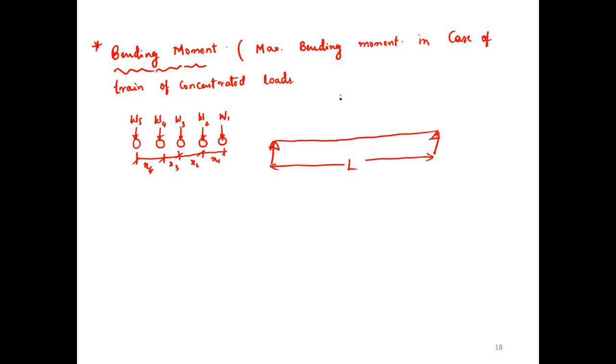On the span, I will give one section XX. I will take the ends as A and B, and I will name the section point as C. So I am getting two portions: one is left of the section, another one is right of the section. Left portion of the section and right portion of the section.